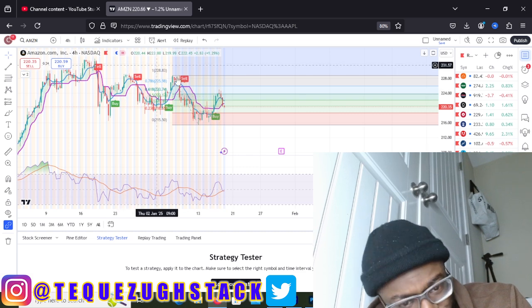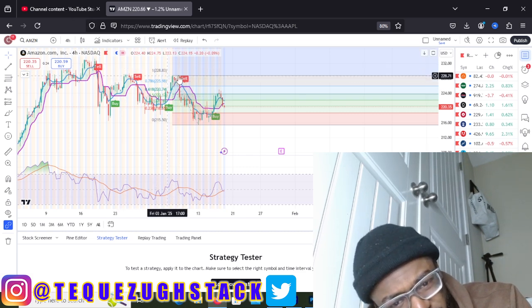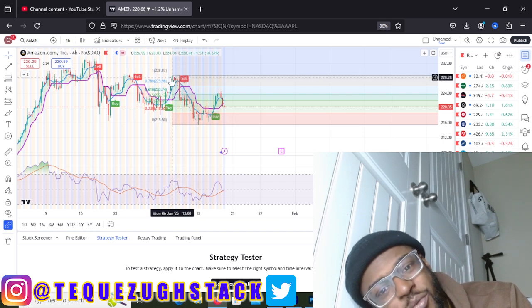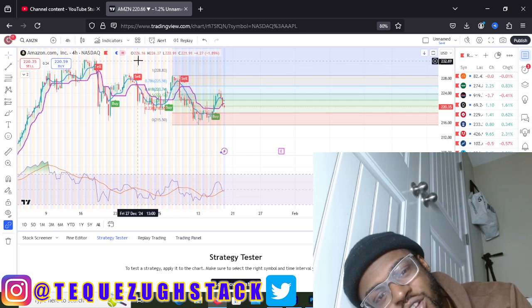But remember, your zone is really 228. If it never really comes back over 228, then you're good. But once it gets back to 228, that's when you start to look, okay, what's going on? Because if it breaks 228, it's good up until 232. But if it never breaks 228 for real, then it's coming back down into 215.